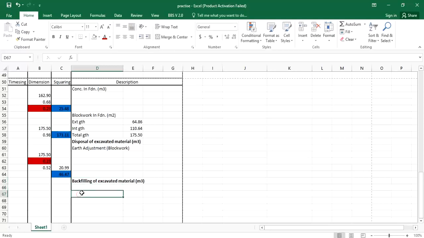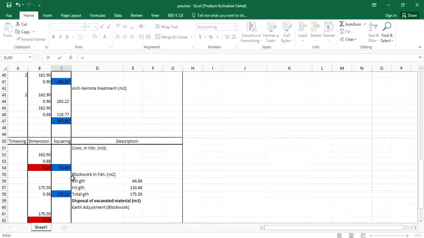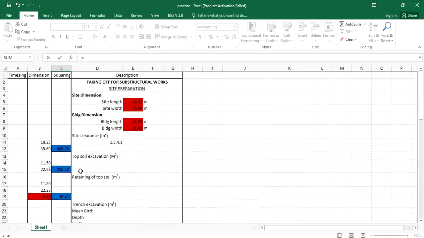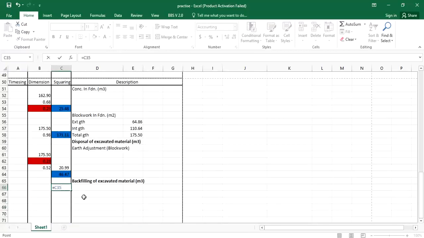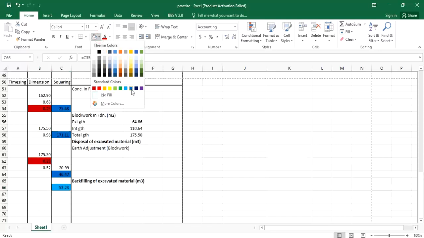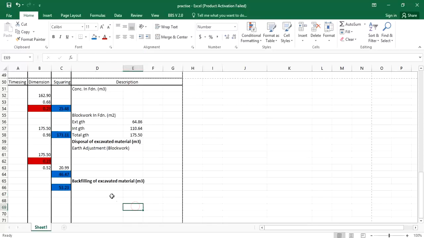So for our backfilling of excavated material, we are going to write equal to the quantity that is to be excavated in the trench excavation, then minus your disposed quantity. So this is the quantity you are backfilling, 53.23 meter cube. Let me fill this with color blue. So that's about disposal of excavated materials and backfilling of excavated materials.